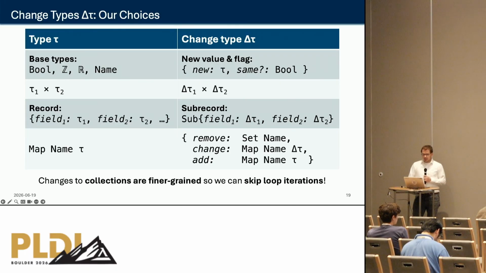This can lead to asymptotic speedups, which is why our change types for collections are very fine-grained. For instance, the change type for a map data structure records removals, modifications, and insertions of elements. The change type for records is a subrecord, which is like a record of changes, except unchanged fields may be omitted. By contrast, knowing exactly how a real number has changed typically doesn't help you avoid a lot of work, so we use a simpler, coarse-grained change type for base types, like booleans. For these, we just record the new value and whether it changed at all.